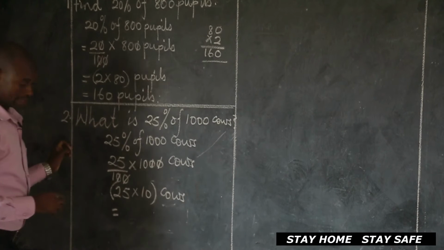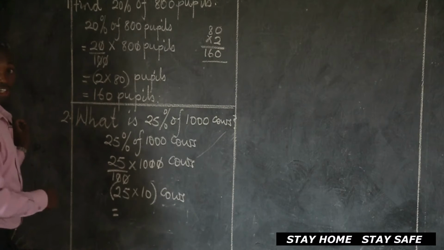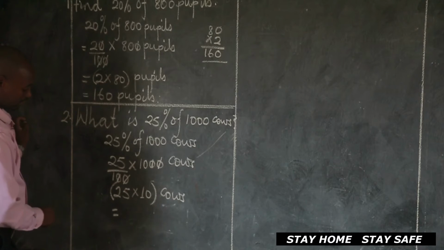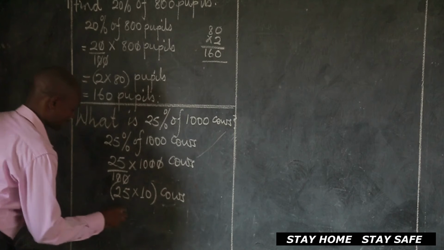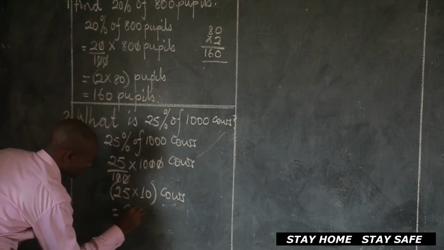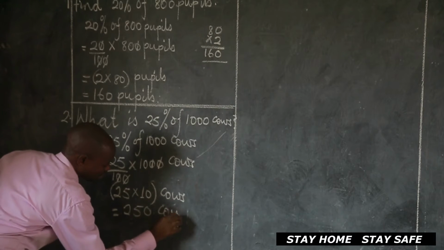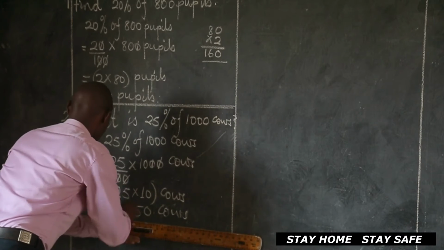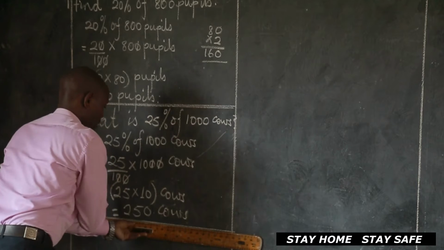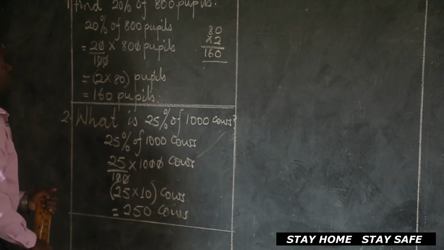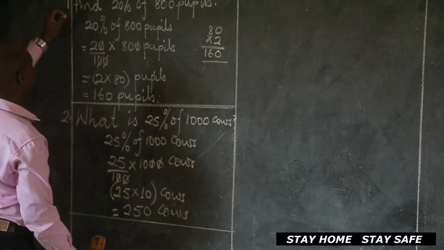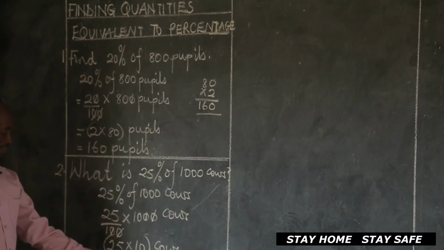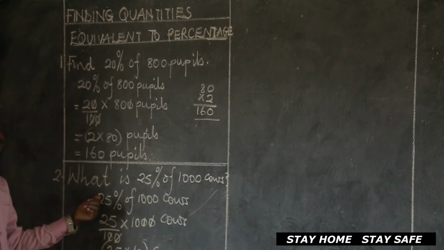Multiply this one properly, but remember we can also use the zero concept. So 25 times 1, we shall get 25. Then we add on this 0. So we get 250 cows. So the heading is saying finding quantities equivalent to percentage. It means 250 is equivalent to 25%.